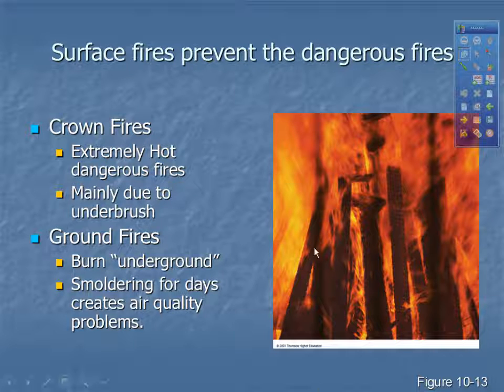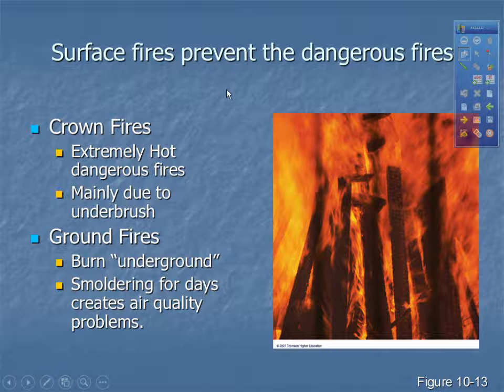Right here is the crown and the ground fires. And then the surface fires prevent both of those from happening as much because they burn off some of that extra grass, that stuff that catches fire really easily. They return the nutrients over, and so they make it less likely for these types of fires to happen.